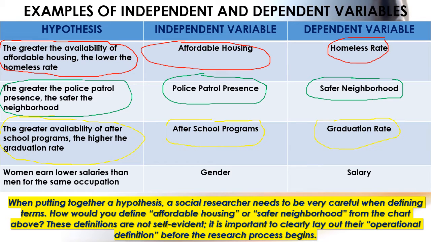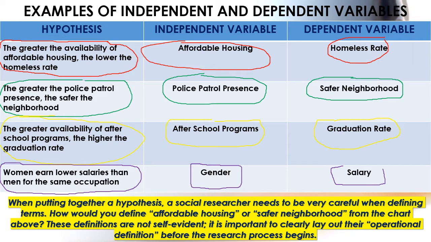And then our last example hypothesis is women earn lower salaries than men for the same occupation. Then you would look at gender as your independent variable, and salary for a particular position or occupation would be your dependent variable. So let's note what's at the bottom of this slide, and then we're going to draw out what it means on the next slide.